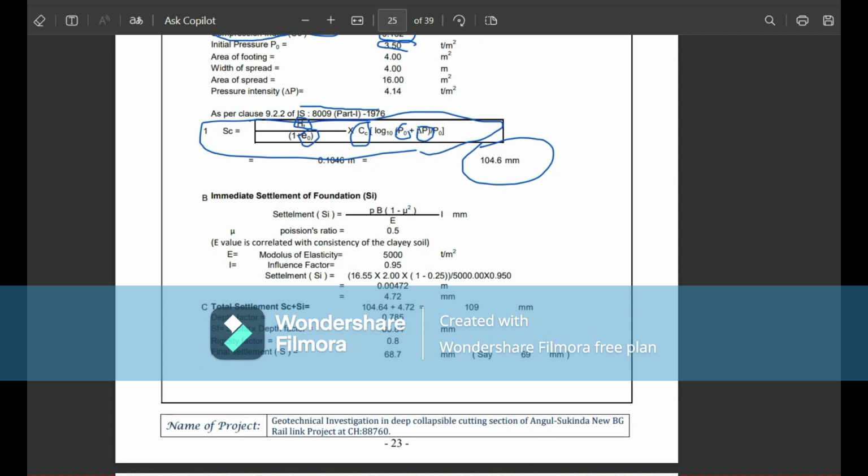Also the immediate settlement was calculated, the settlement occurring as soon as possible after the foundation is placed. We calculated the modulus of elasticity of the soil and the influence factor from the code, and calculated the immediate settlement, 4.72 mm. The consolidation settlement of 104 mm gives a total settlement of 109 mm. So this is a very high settlement of 109 mm. Here is the depth factor.